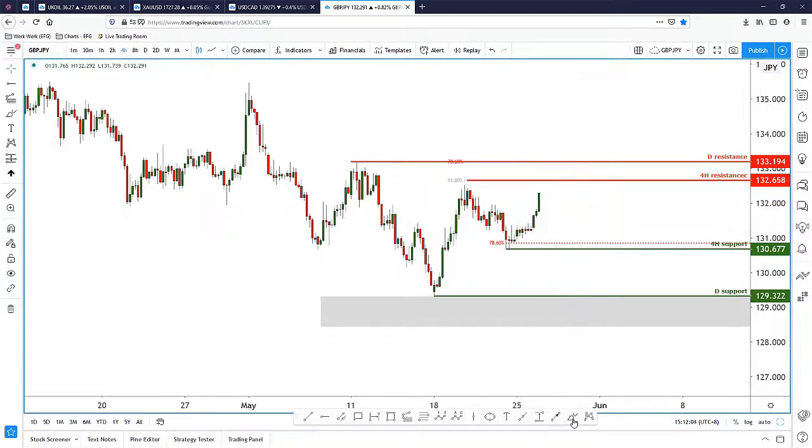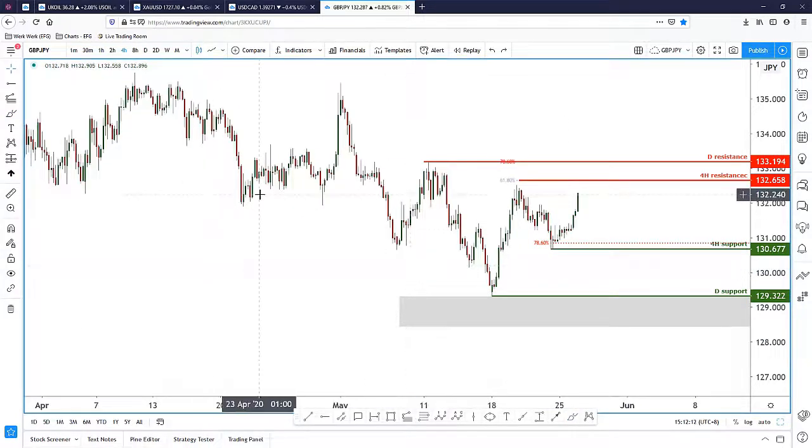Okay, so what I think price could do is come back up, test the 4-hour resistance, and make a push down to the 4-hour support. All right, because we have ascertained that price is in a downwards trend.